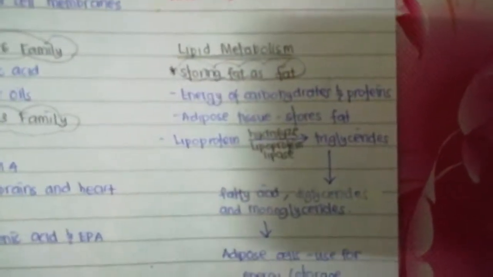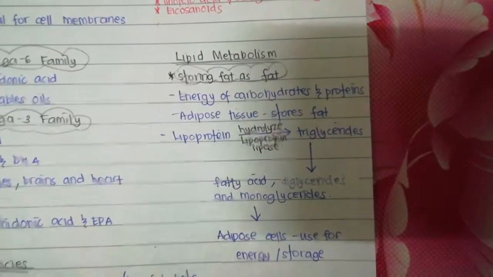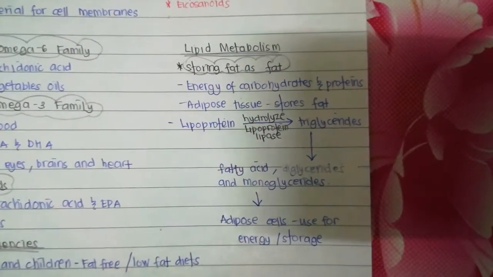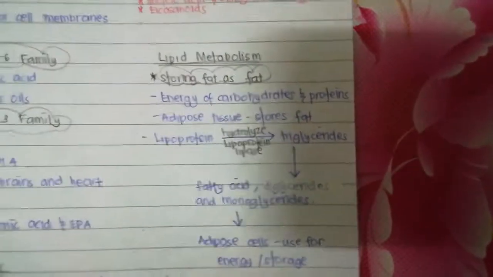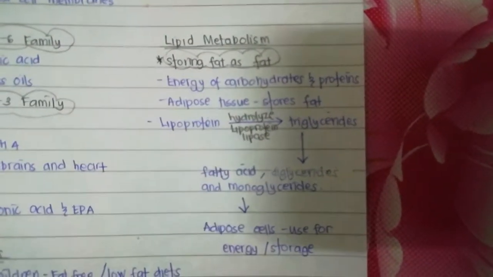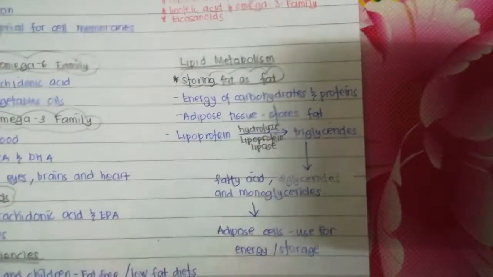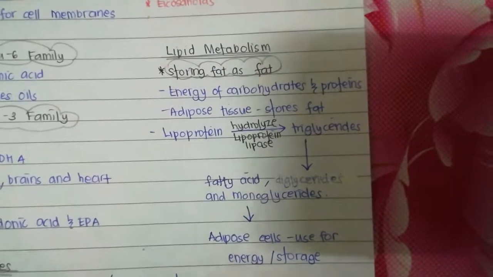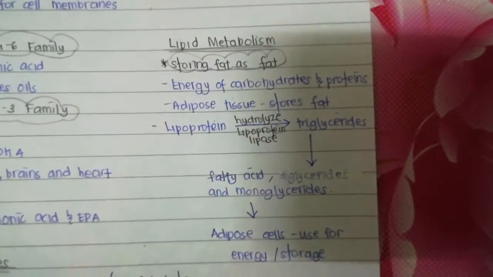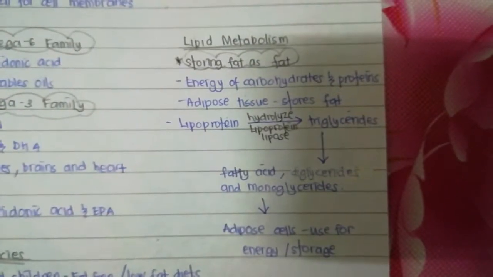Last is lipid metabolism. Dia ada dua jenis lipid metabolism. First, storing fat as fat, and second is using fat for energy. Storing fat as fat, maksudnya kat sini dia simpan lemak tu dalam bentuk lemak. Dia akan menjadi energy for carbohydrate and protein. Dan kat mana lemak tu akan disimpan? Dekat dalam adipose tissue.